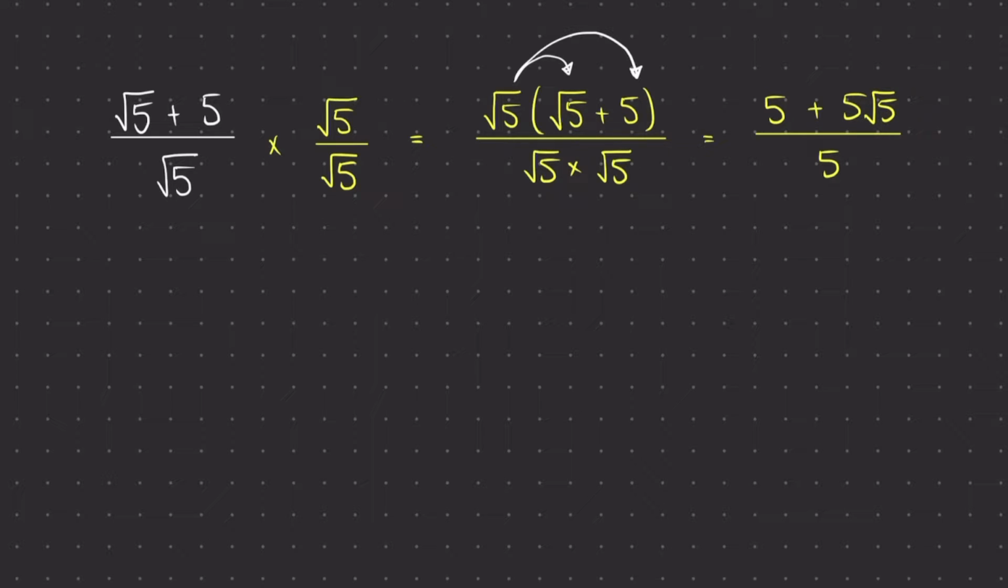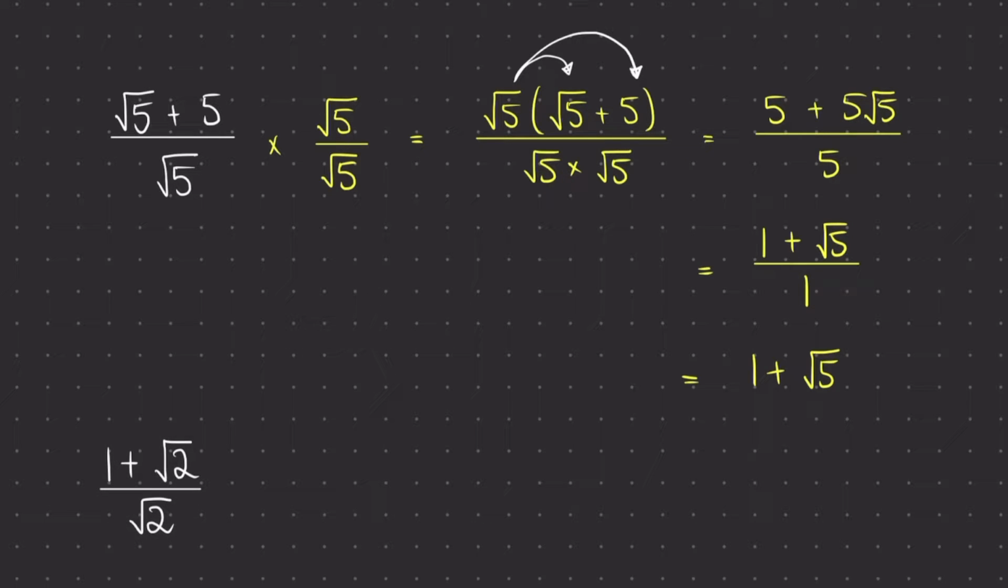Finally, the last step is simplification, and we can see that there is a common factor of 5 in the terms on top and the bottom. Remember, when we're simplifying fractions, we have to divide the entire line on top and the entire line on the bottom by the same number. So doing that, we will end up with just 1 plus root 5.